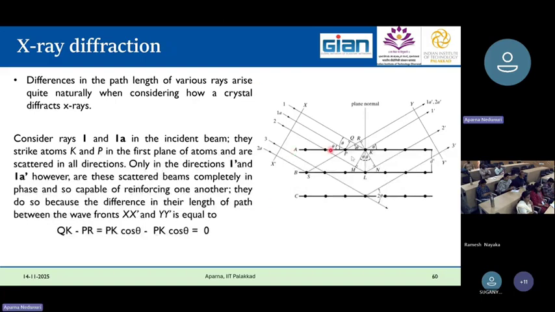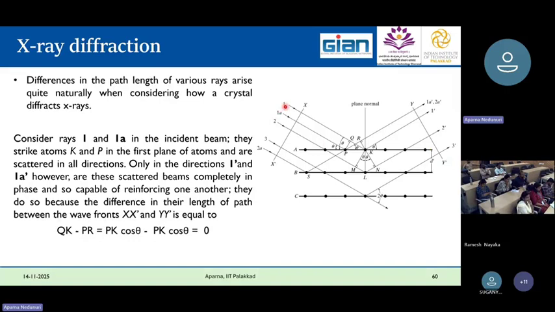So now we see that if there is a difference in path length, there can be a difference in the rays. There are various ways the path length can differ in the actual crystal. If you see, this is the crystal. We have different planes in the crystal, and in each plane, these black dots are the atoms. We have several atoms in each plane, and we are radiating this with X-rays coming from the XX wavefront, which are scattered and measured at the YY wavefront.